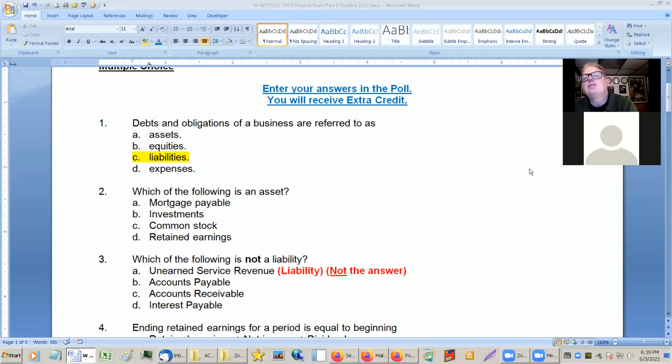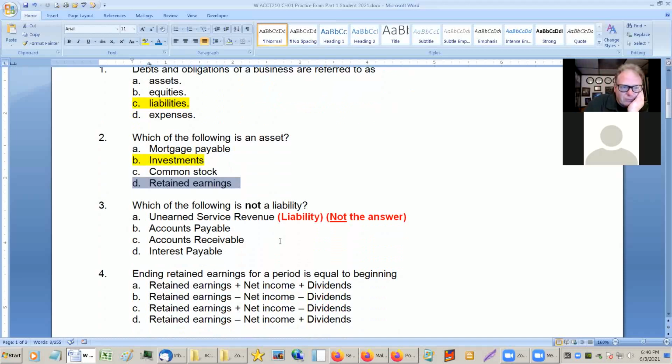Well, I'll go ahead and give it to you. Small class, it's hard to get a majority. It's investments. And if you look at these, even if you didn't know that investments were an asset, you know that mortgage payable is a liability. Common stock and retained earnings are equity. So on some of these, you can reason through them, even if you're not exactly sure what it is. If you know that these are not assets, sometimes you can figure it out.